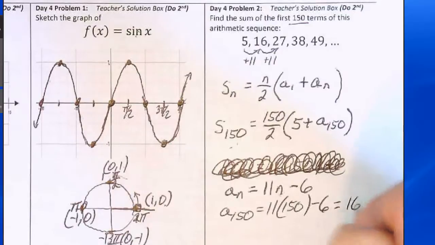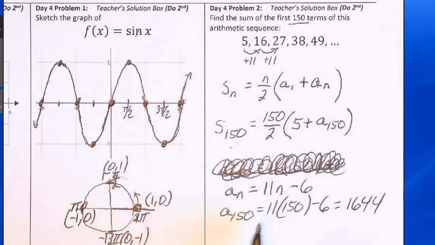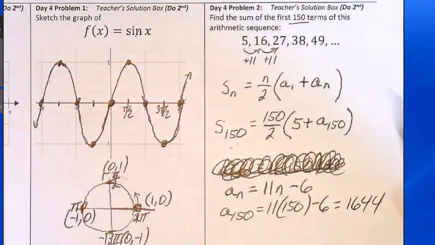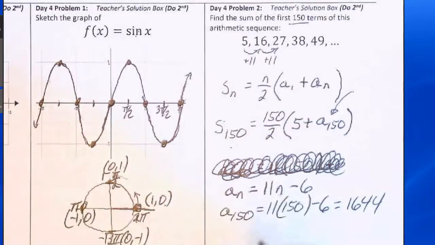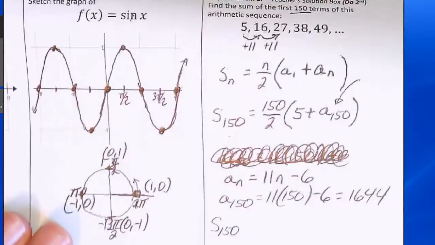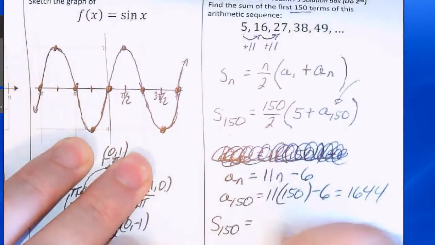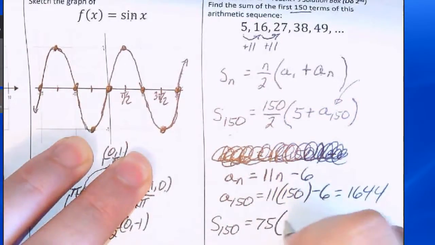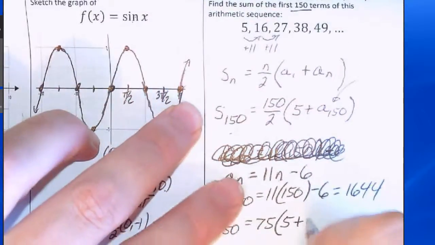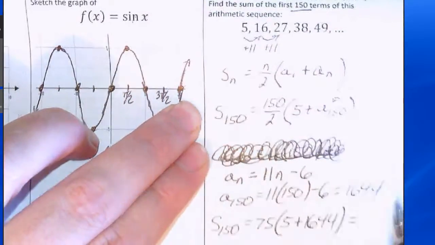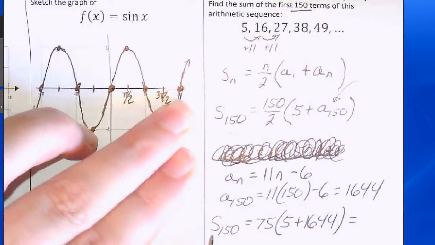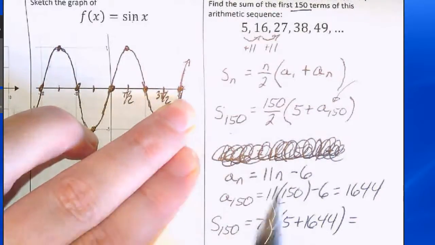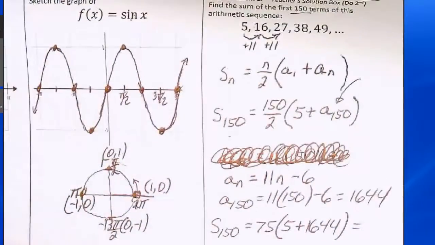This makes 1,644. Now that we know the 150th term, we can put it into this formula we wanted to use earlier. So we have that the sum of 150 terms is equal to 150 divided by 2, which is 75, times 5 plus 1,644. If we work out this math, we will have the sum of 150 numbers in that sequence of numbers.